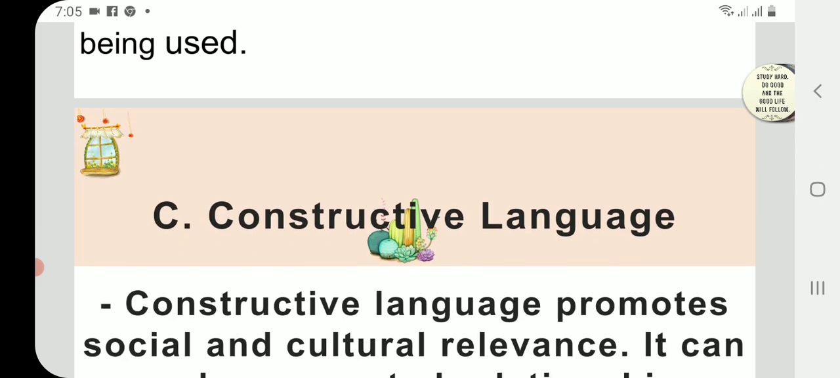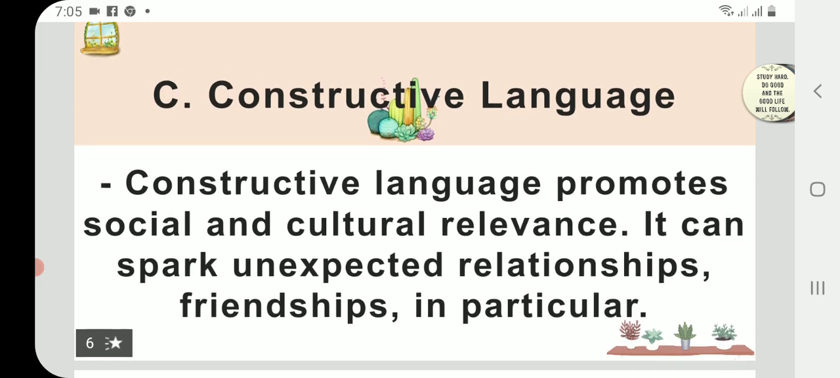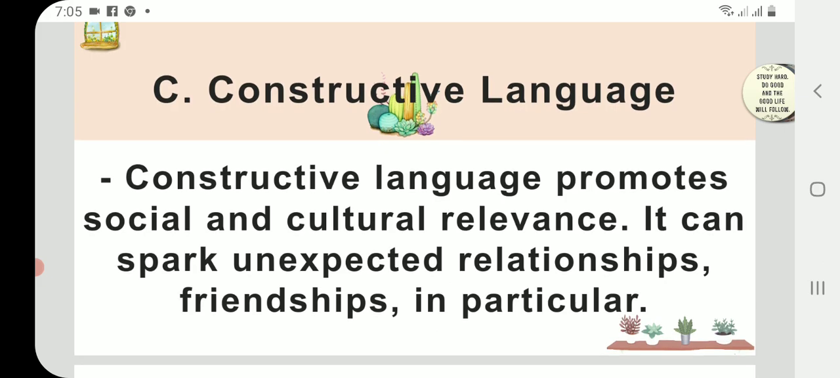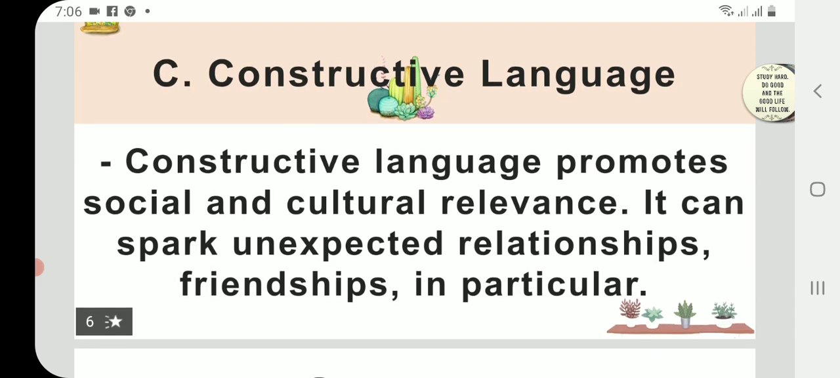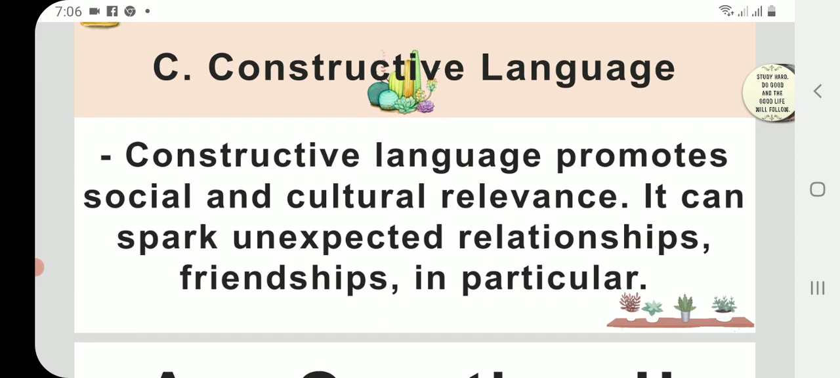Letter C, constructive language. Constructive language promotes social and cultural relevance. It can spark unexpected relationships and friendships in a particular community. So, if this is not observed, readers and listeners will tend to assume that superiority and indifference are what the speaker wants to express.